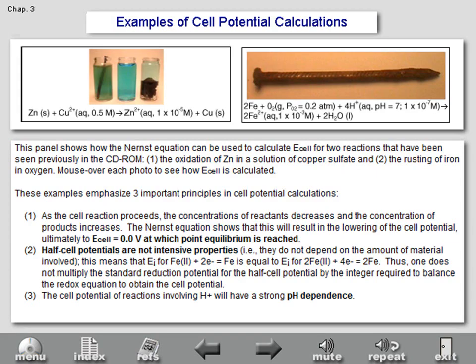In this panel, we illustrate the calculation of cell potentials for two reactions that were seen in other parts of this chapter: the reduction of cupric ions by zinc and the rusting of iron by oxygen. Click on the reaction thumbnails to see how to apply the Nernst equation to each case.